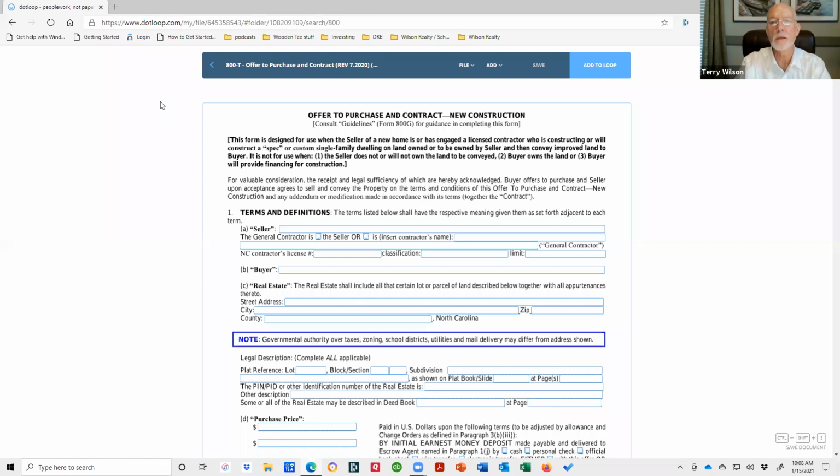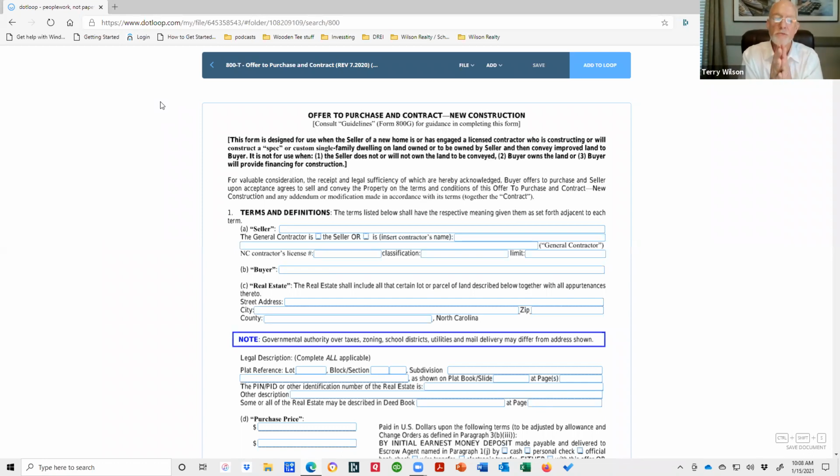Where that could be is a buyer is purchasing property from somebody else, or maybe the buyer already owns the property and they have hired someone to build a house on it. That's new construction, but you would not use this form. That's going to be a completely separate outside of real estate.